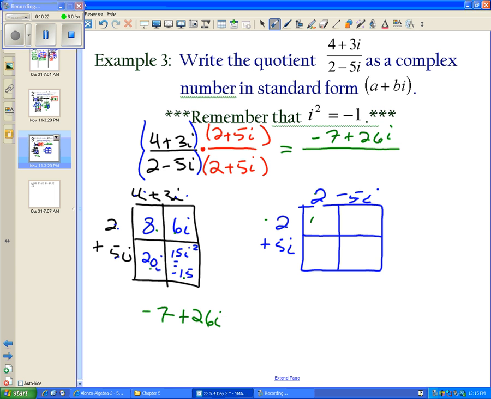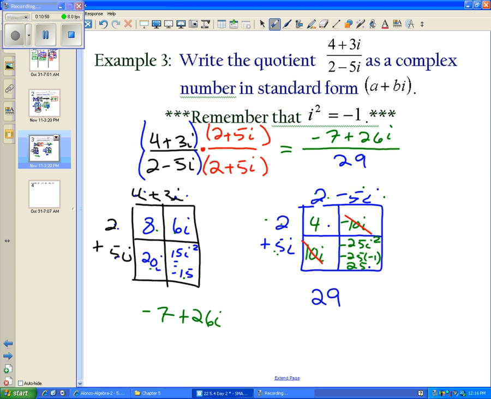2 times 2 is 4. 2 times negative 5i is negative 10i. 2 times 5i is positive 10i. Negative 5i times positive 5i is negative 25i squared. I squared is negative 1, so that's negative 25 times a negative 1, which is positive 25. Combining like terms, 10i and negative 10i cancel. 25 plus 4 is 29. So my answer for my denominator is 29.